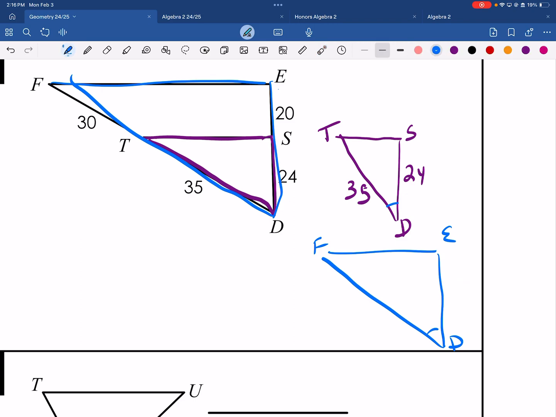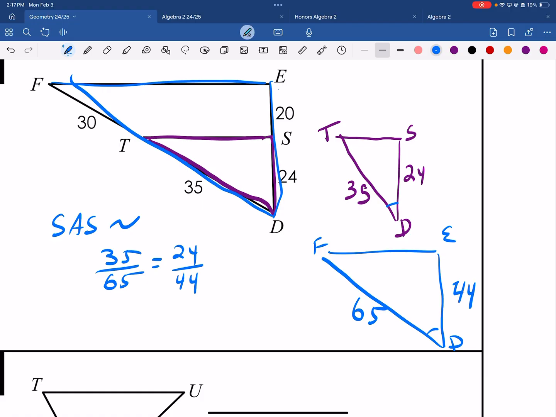44. 20 plus 24 is 44, so that's 44. 35 plus 30 is 65. So we've got 2 sides and an angle, so we're going to try to prove side, angle, side. We got the angle. It's included. So the longest over the longest, 35 over 65, equals shortest over the shortest.